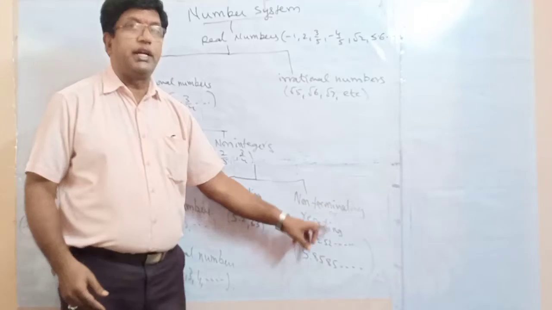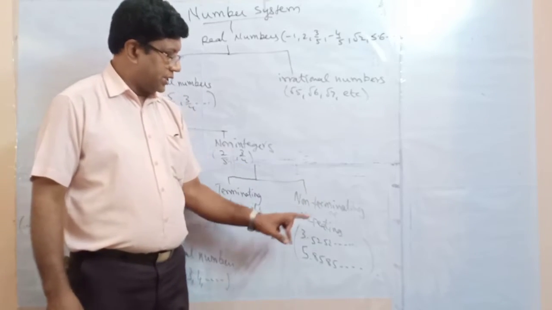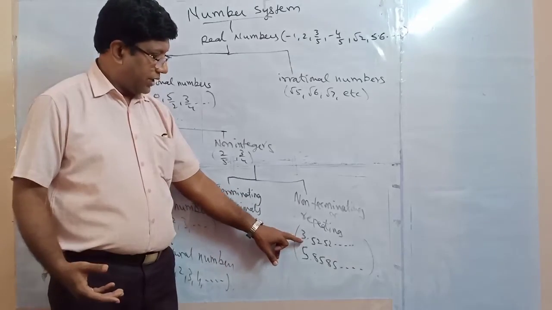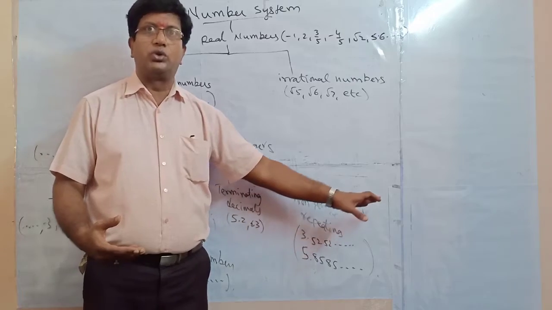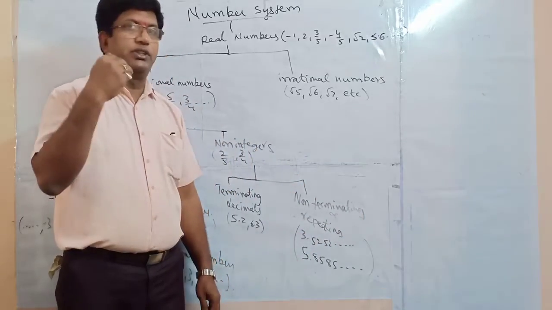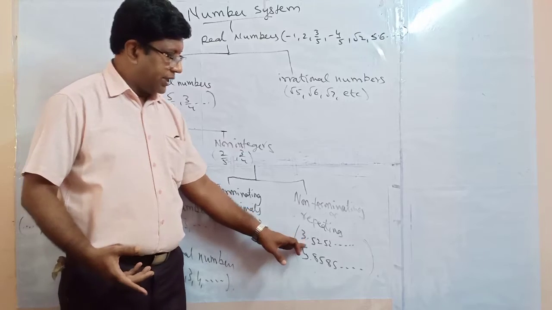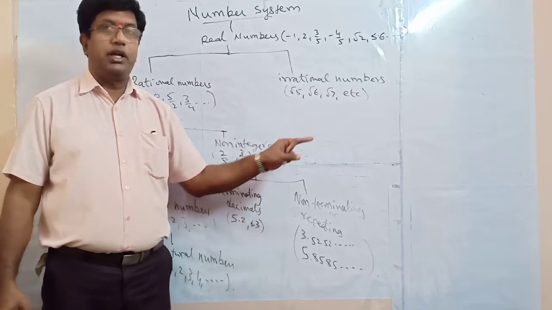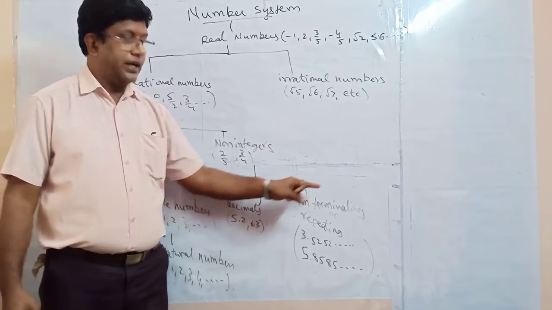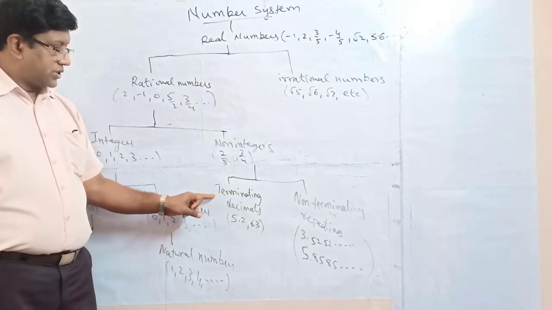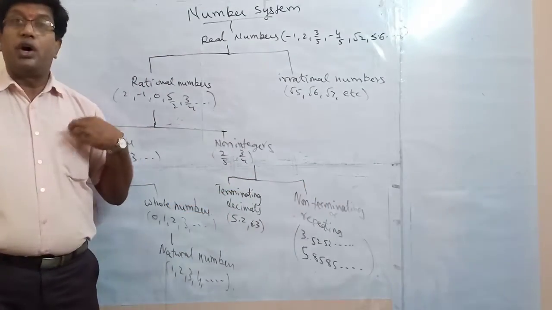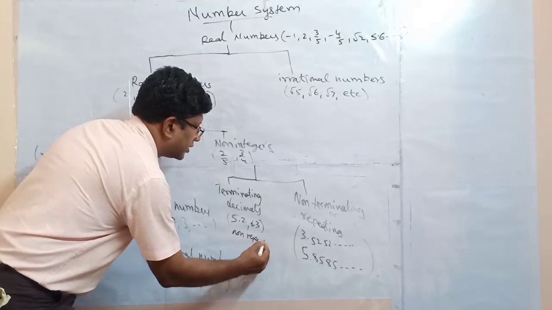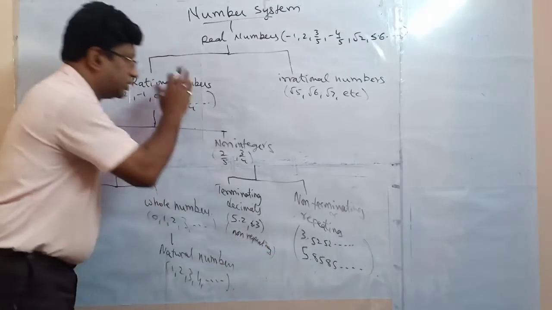Non-terminating, in the sense it's a repeating decimal. What do you mean by repeating? Like 3.52, 52, 52, it goes on. So there are some rational numbers which, when we change them to decimal form, come under this category. That kind of decimal number is said to be a non-terminating or repeating decimal. Similarly, the other can be called a terminating decimal or non-repeating decimal also. So this is a category.